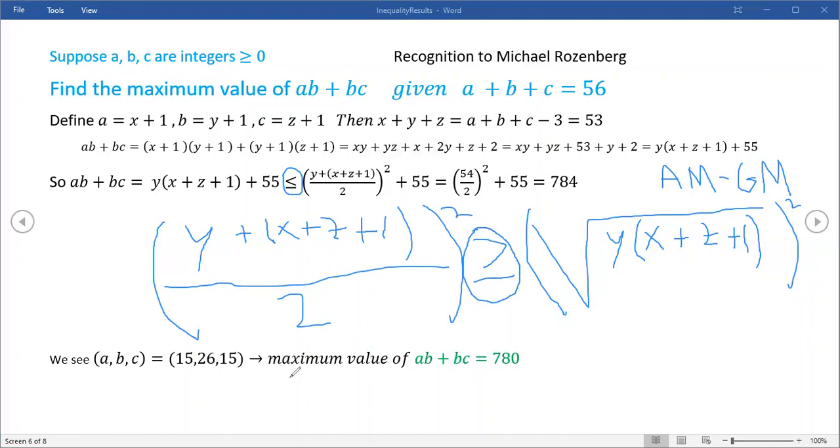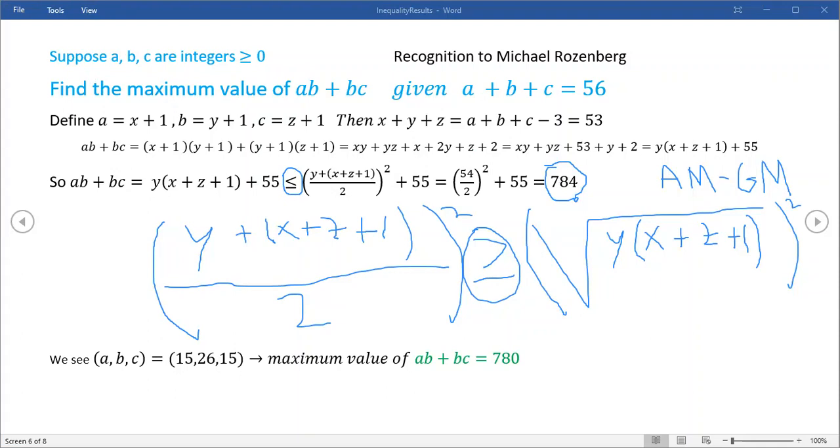And so what we do right here is we already know that x plus y plus z is equal to 53, but this says x plus y plus z plus 1, right? So that's where this 54 comes from. And so when you do the arithmetic on this, you actually get 784. But that would be the maximum if these were real valued, but we're dealing with integers.